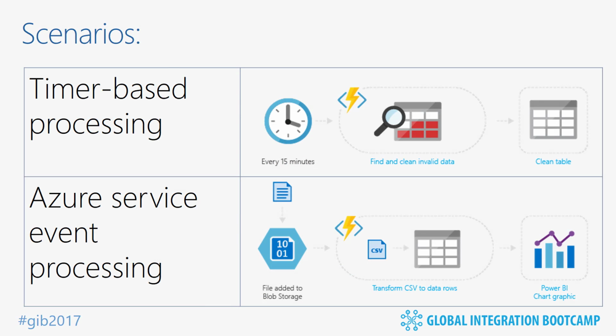So what are some of the scenarios that functions are good for? Well, you can use the scheduler so that with basically a cron job syntax, you can define your function to run at certain intervals and do things like, for example, clean up a database table, to run every period of time and get rid of old rows.